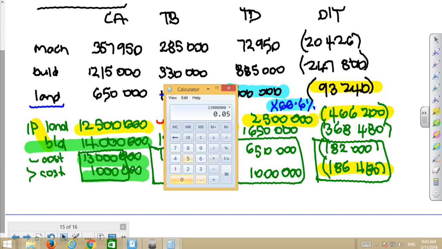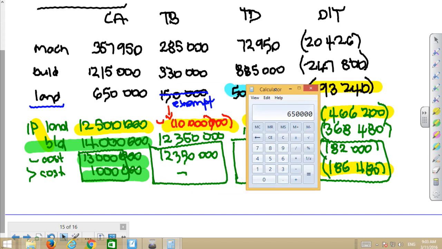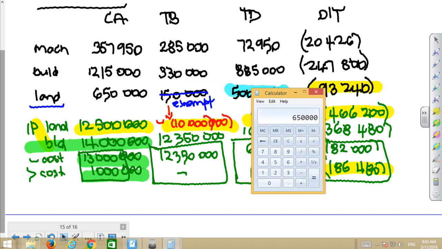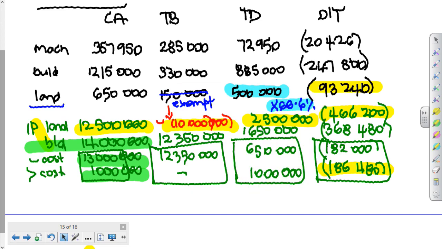So that times 0.05 is 650,000 Rand. And if I take 650,000 Rand off 13,000, it leaves me with my tax base of 12,350. So my temporary difference is the 650. It's 1 year of building allowance, which was given by SARS. I don't depreciate land, it's investment property, and so therefore that temporary difference is going to be taxed at a straight 28%.